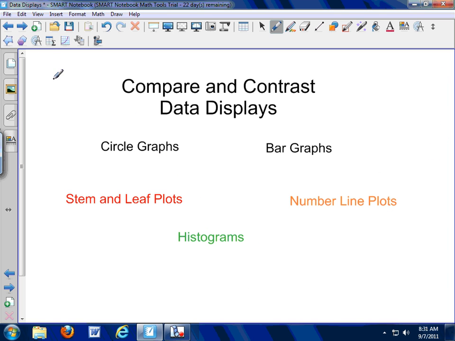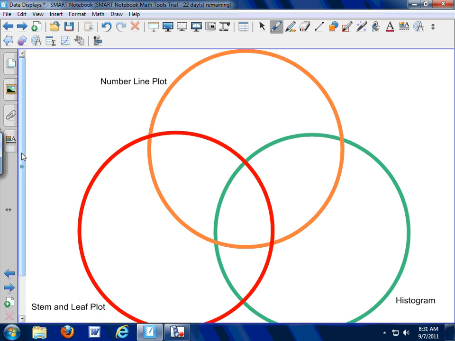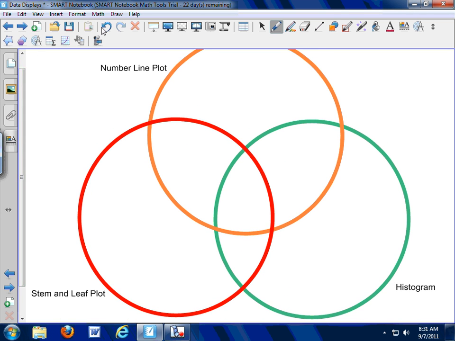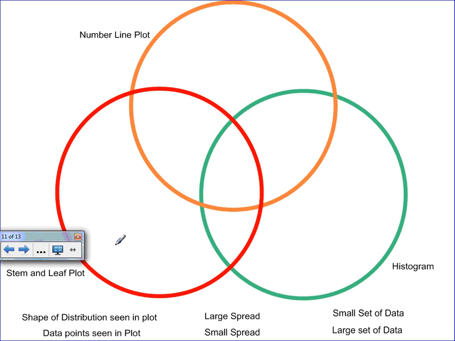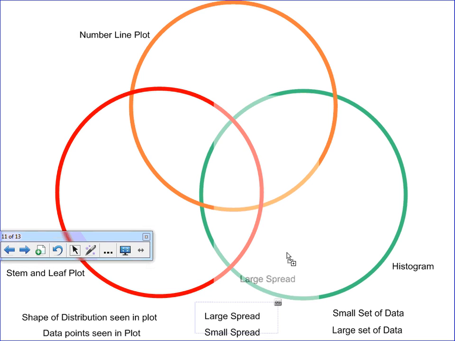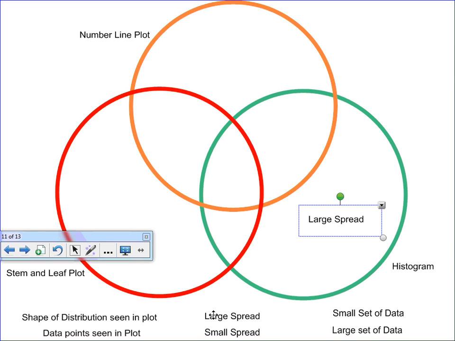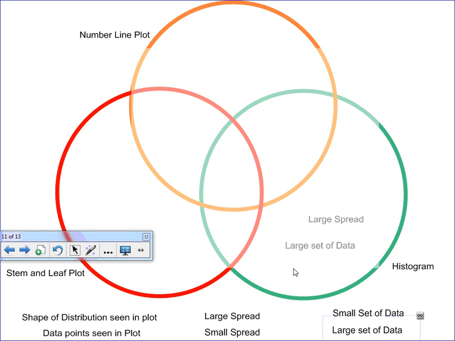Okay. So, a little brief comparing and contrasting, particularly those stem and leaf and number line plots and the histograms. So if we go full screen here, we've got all these little words down here at the bottom talking about how we use these things. So when we talked about having a large spread of data, that's a histogram, correct? Large spread, a histogram. Large set of data, also a histogram.